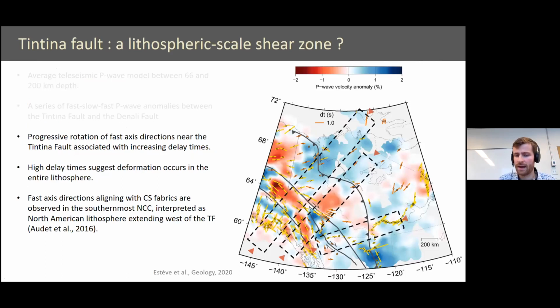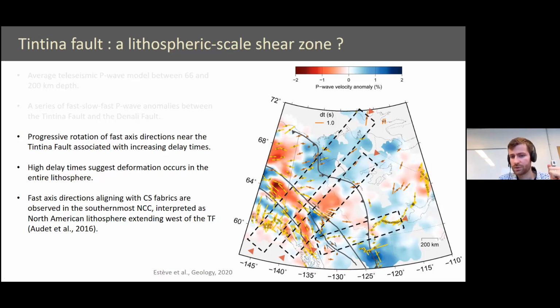So here you have the splitting parameters plotted on top of the tomographic model, the teleseismic P-wave model. The length of the bar gives you an idea of the magnitude of delay time, and the orientation of the bar gives you the fast axis orientation. The gold bars are a compilation of available seismic anisotropy measurements across northwestern Canada, and the orange bars represent seismic anisotropy measurements that I've done myself.